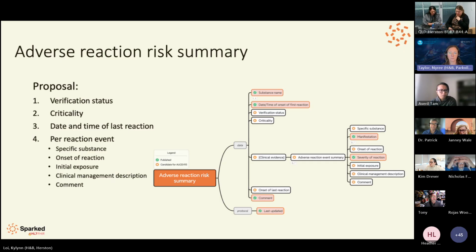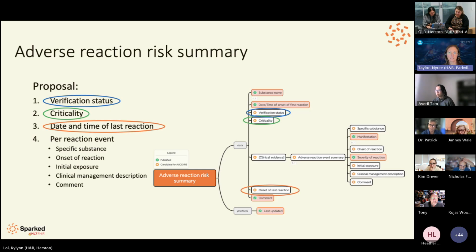So the proposal was to include 3 data elements at the top level, which is the adverse reaction risk summary, and then 5 elements or 4 elements initially at the adverse reaction event summary. So next slide, Kylene. The ones that were included on the adverse reaction risk summary were a verification status, and then criticality, the date and time of last reaction. And you can see that that's a parent model, the data group there.